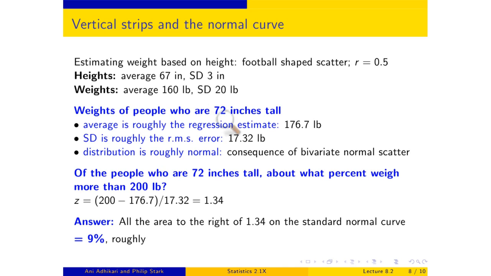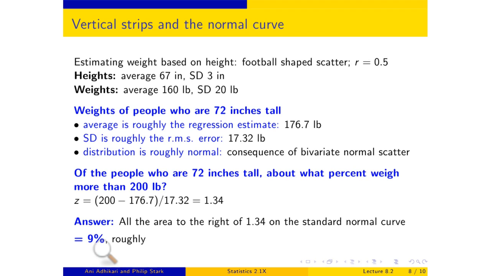Who am I looking at now? I'm looking at the people who are 6 feet tall. They're quite a bit taller than average. And so because of positive association, they're quite a bit heavier than average. And so a higher proportion of them are more than 200 pounds in weight. The answer makes reasonable sense.